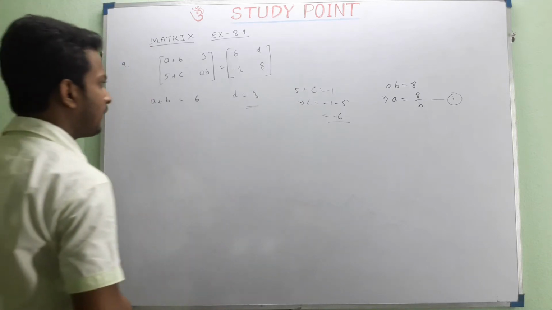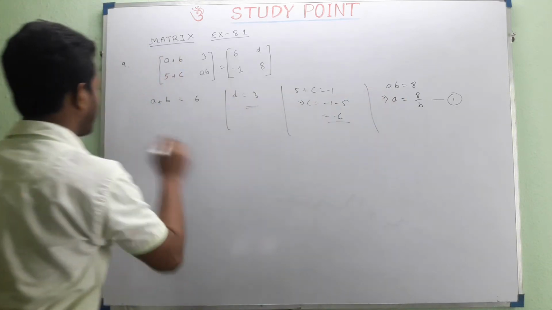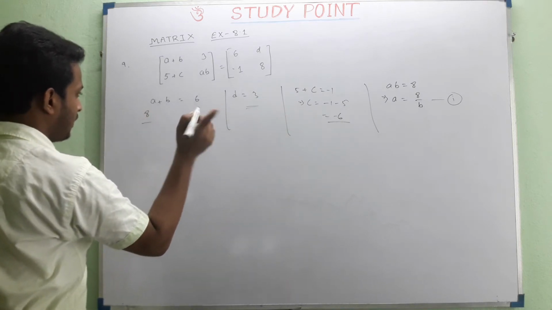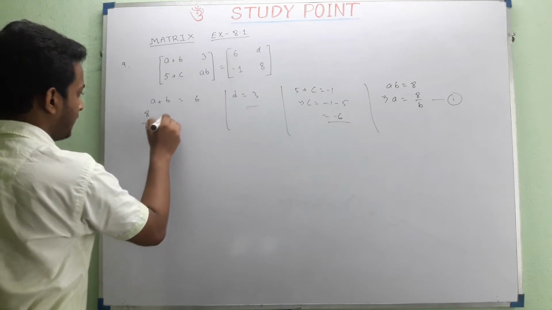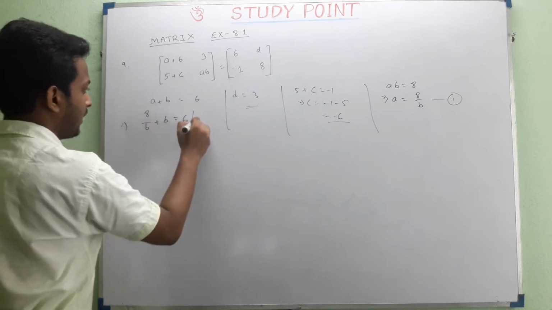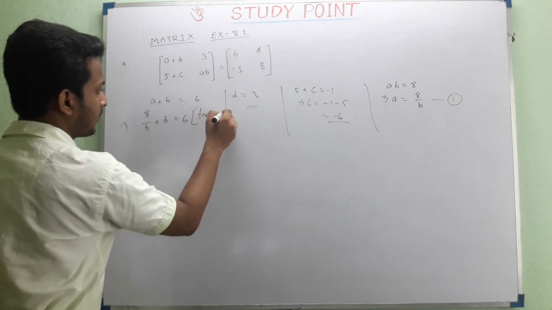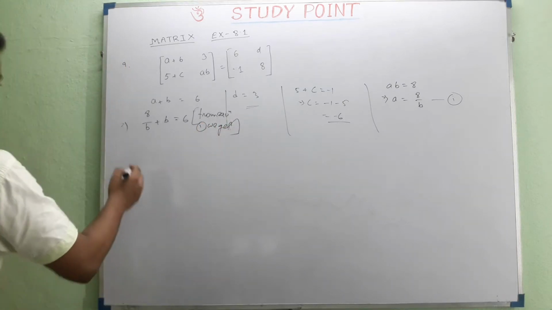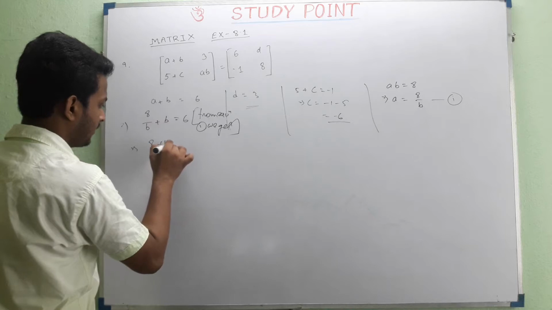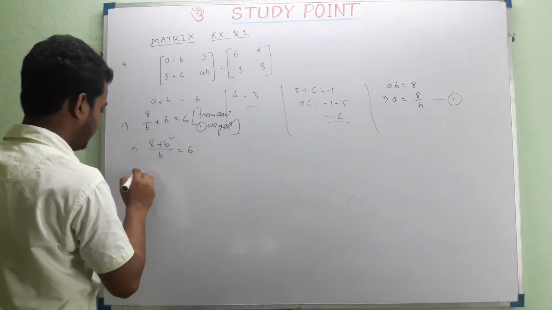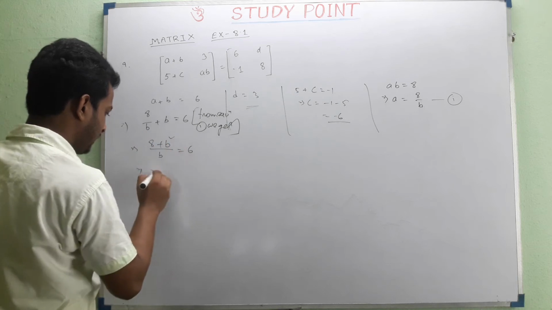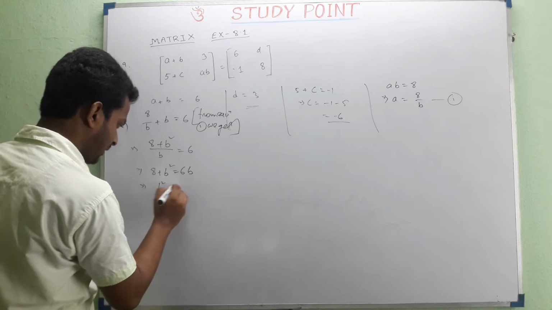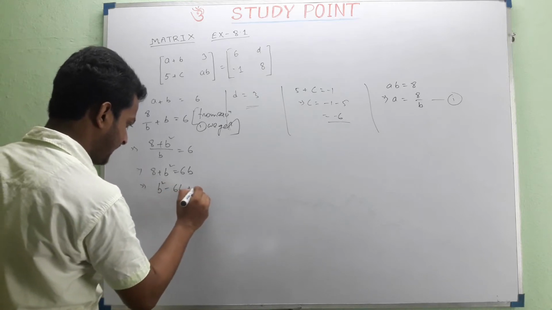But we have to find the value of a and b now. How to find? You have to put the value of a from equation number 1, that is 8 by b plus b is equal to 6. From equation 1 we get this. Now just take the LCM. After the LCM it will look like this: 8 plus b square over b is equal to 6. Now you can see that b square minus 6b plus 8 is equal to 0.